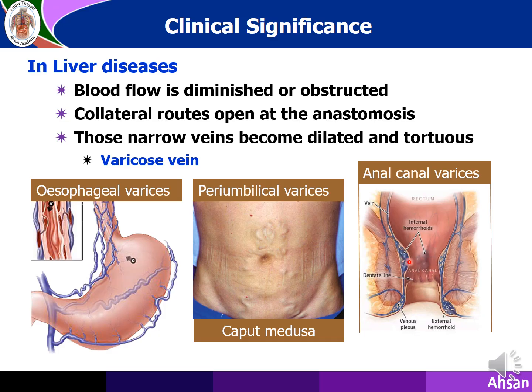Around the anal canal, this is the junction of the upper part and lower part. In this area, you can see the veins are dilated under the mucosa and tortuous. These are varicose veins of the anal canal, and this is known as a hemorrhoid. Commonly, this is a very common disease. Due to portal hypertension, meaning increased pressure in the portal circulation, this can happen.